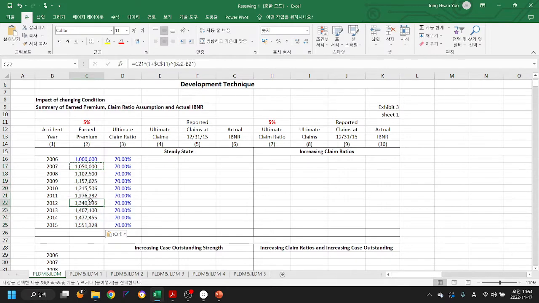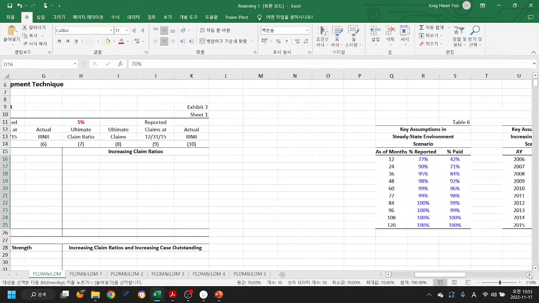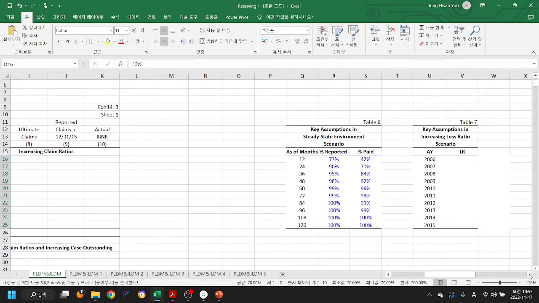This is just visual. You can start with whatever number you want. And you remember the loss ratio approach or claim ratio approach. The claim ratio is given as 70%. You can put 80% or whatever. This is just to demonstrate.